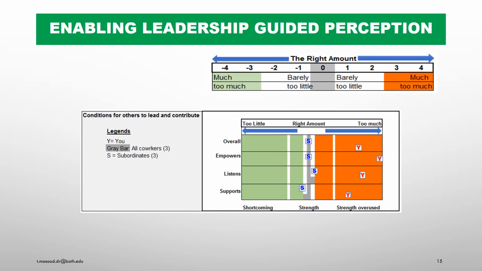In the next slide you can see the same pattern. This is my measurement bar as discussed earlier: YU, gray bars, co-workers and subordinates. The gray bars here are my co-workers' style; they stay here on the positive, and here slightly negative. But I stay overusing my strength here, and my subordinates most of the time stay here. Once they come to the negative on the supporter side, and once to the positive on the listen side. So this is my enabling leadership guided perception of final results.